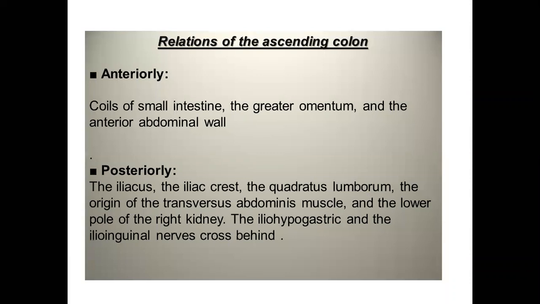Now coming to the relationships of the ascending colon. Anteriorly, we have the coils of the small intestine, the greater omentum, as well as the anterior abdominal wall. In the posterior relationship, we have the iliacus muscle, the iliac crus, the quadratus lumborum, and the origin of the transversus abdominis muscle. And also there will be the lower pole of the right kidney, and two nerves passing in the posterior relationship of the ascending colon. That is the iliohypogastric and the ilioinguinal nerves. They are all crossing behind the ascending colon.